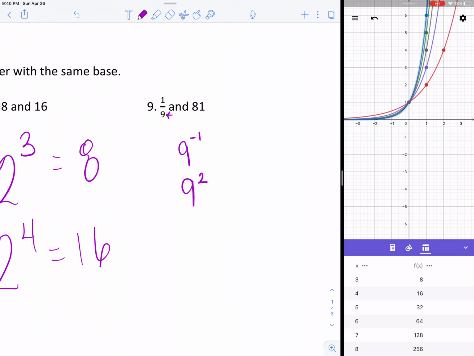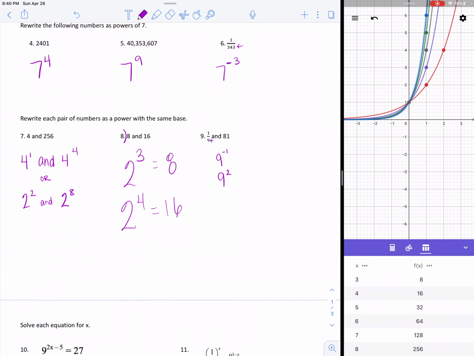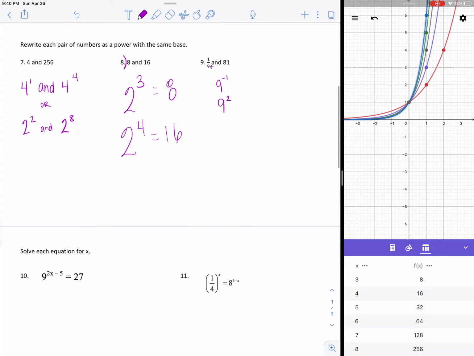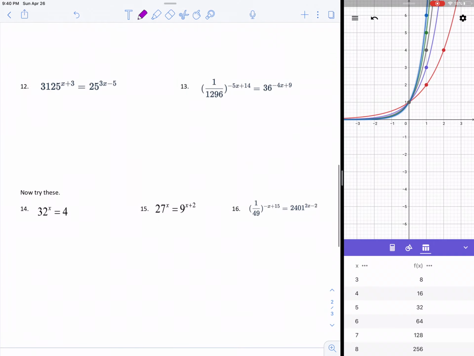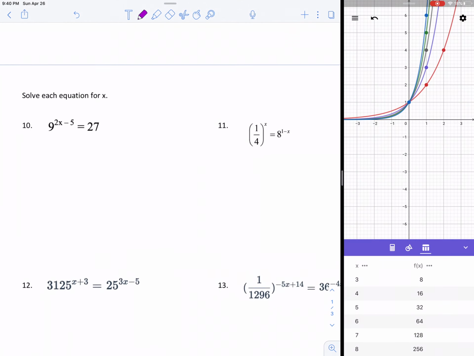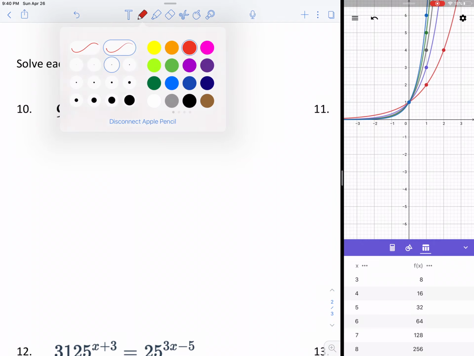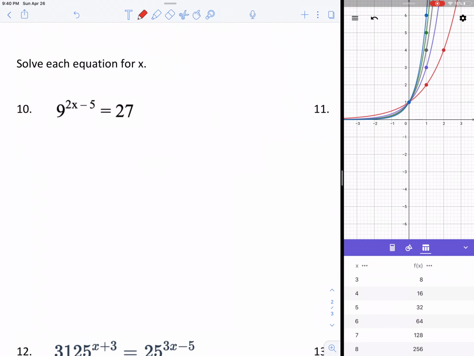So that's what you're going to have to be able to do for these equations. Figure out what base you could rewrite both sides so that there's a common base. So we're going to be doing 4 together, and then the next you're going to try on your own. And I truly hope you're trying them on your own, because that's going to be the only way you learn.